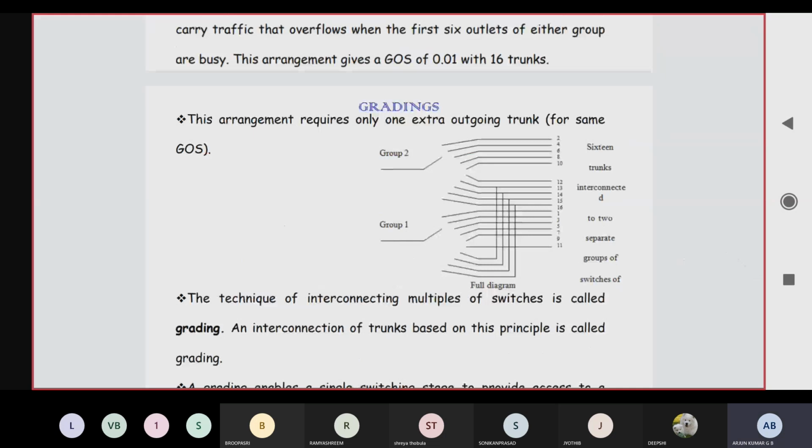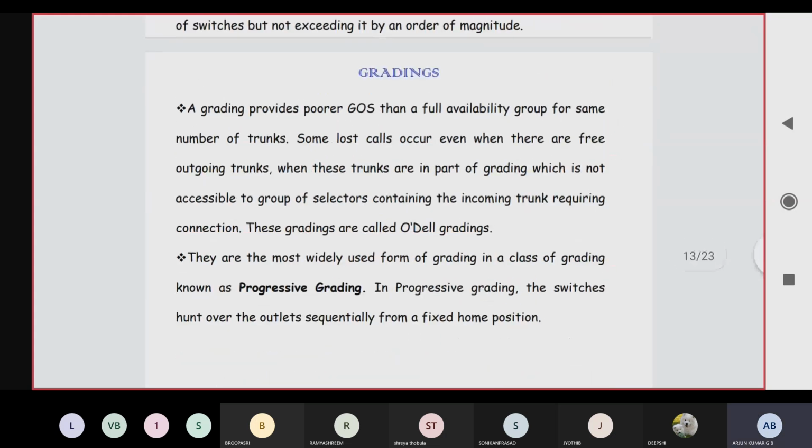Grading provides a proper grade of service compared with a fully available group for the same number of trunks. Some lost calls occur even when there are free outgoing trunks, when these trunks are part of the grading which is not accessible to the group of selectors containing the incoming group requiring the connections. These gradings are called O'Dell grading. They are the most widely used in the class of grading known as progressive grading. In progressive grading, the switches move toward the outlet sequentially from a fixed home position.